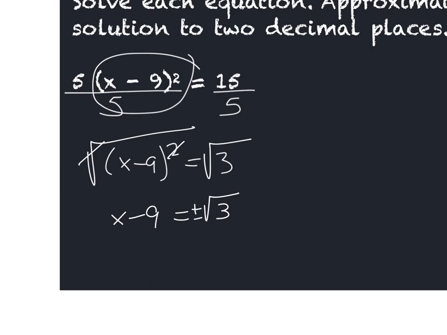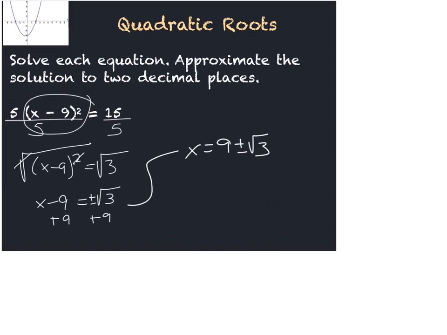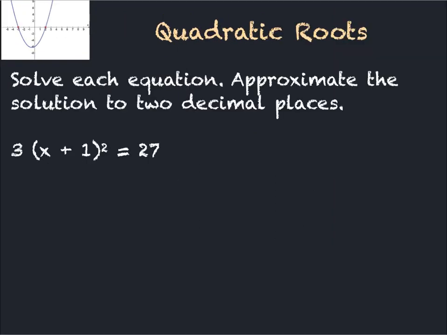Now, over here, what you would do next is add 9 on both sides. And you can't do anything with that square root of 3. So it would be x equals 9 plus or minus the square root of 3. And that would be your final answer. So if we break this up, that could be 9 plus the square root of 3 or 9 minus the square root of 3. Those are your two answers.